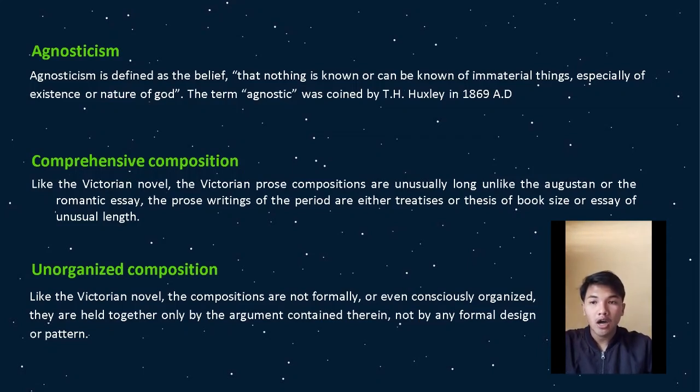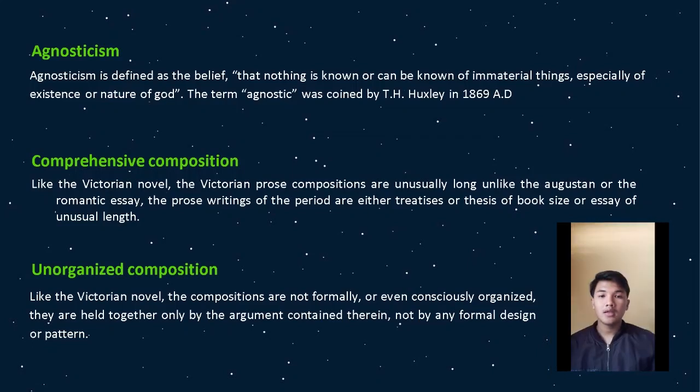Therefore, the function of agnosticism was a means of identifying the skepticism that stems from the inability to logically support the existence of spiritual beings. What about the comprehensive composition? It must be seen as different from another work, like the Victorian novel, in which the composition of Victorian prose is very long, unlike the Augustan or Romantic essays. The prose writing of that period consists of treatises or theses, in which the essays have unusual length.